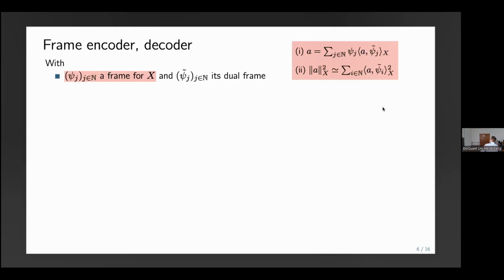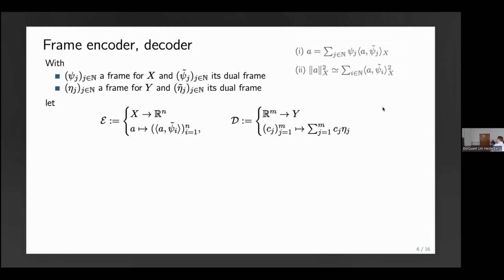The second property is a generalization of Parseval's identity for orthonormal systems. So it says that for any such A, its norm is equivalent to the small l2 norm of the coefficients squared. And again, if this were an orthonormal basis, I would just have equality here. But for a frame, I get only equality up to some lower and upper multiplicative constants. So it's more general than an orthonormal basis, and this will play an important role later on.